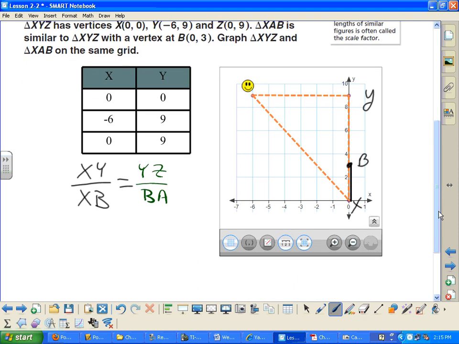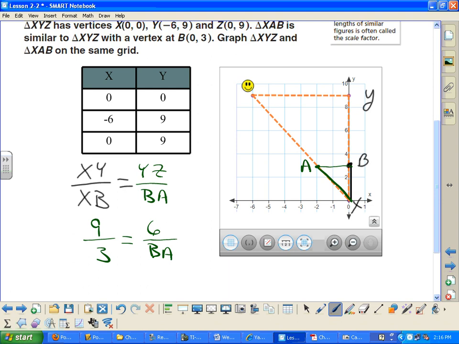So let's plug in what we know. We know the distance from x to y is 9. From x to b is 3. From y to z, it's 6, right? It's a distance, so it's positive. What we don't know is the distance from b to a. All right, so here's where we're going to use our proportional reasoning to find that answer. Okay, well, 9 is how many times bigger than 3? 3 times bigger, so 6 is 3 times bigger than what? 2. Right? So my point is right there. So here is my triangle that would be for x, a, and b.